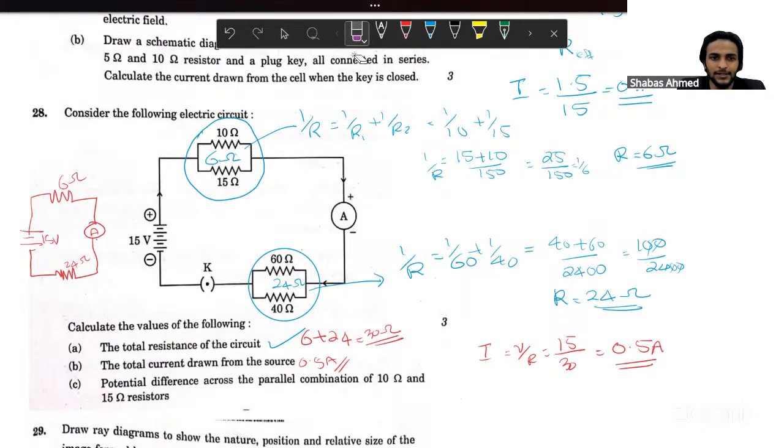That means here we have to find the potential difference across this one. That is, if we connect a voltmeter across these two, what will be the effective potential?